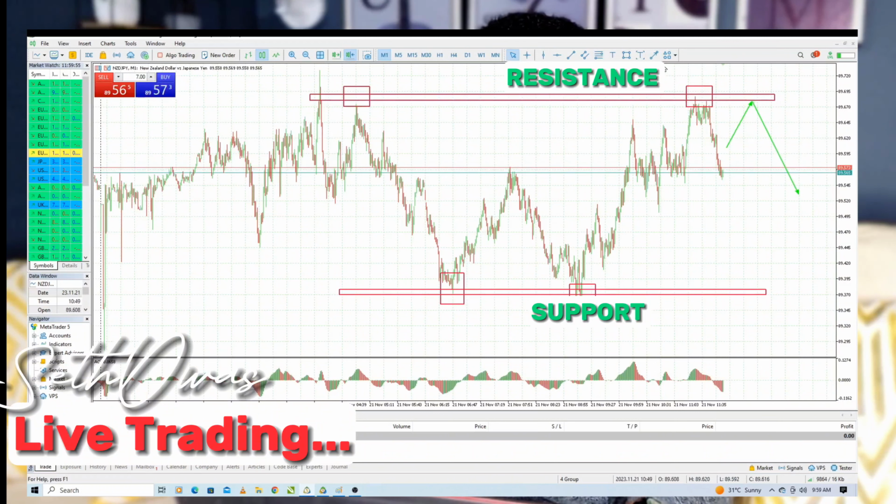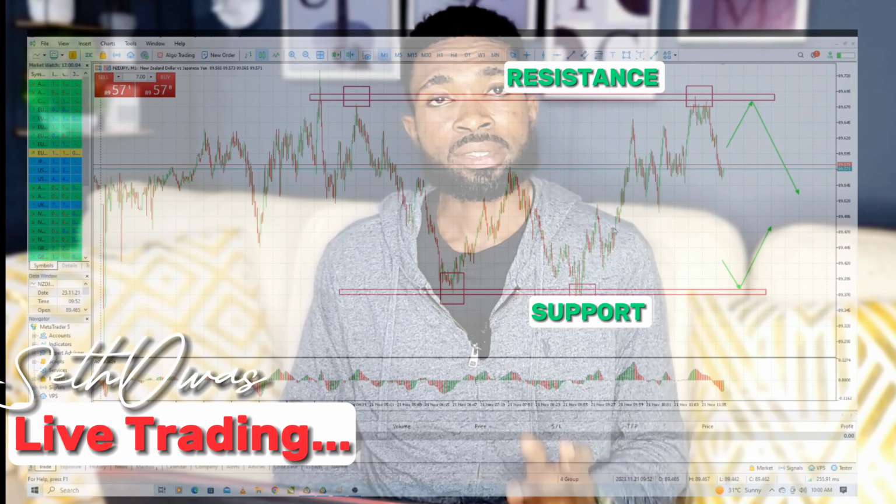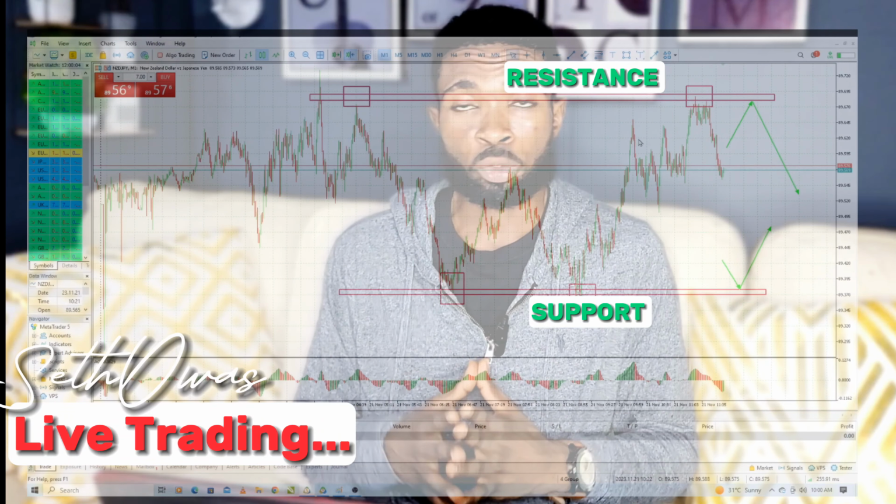But if it also comes all the way down here and hits this support zone, then we are going to take the market up. Very simple. Because support and resistance is one of the strategies that mostly works. So we should be able to trade it successfully. It's very easy to trade if you're able to draw your structures well.